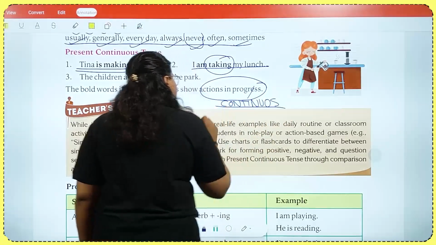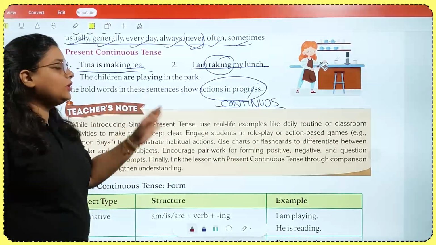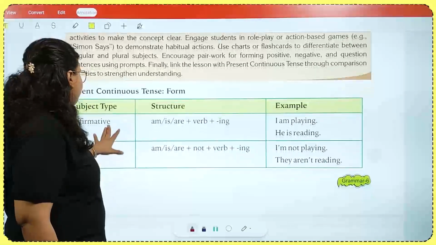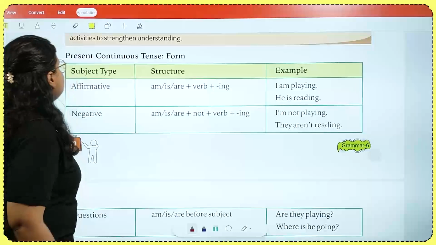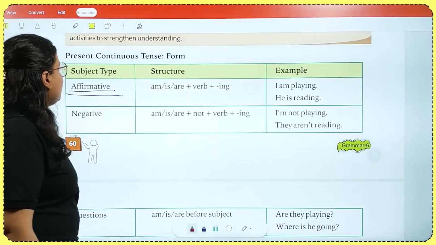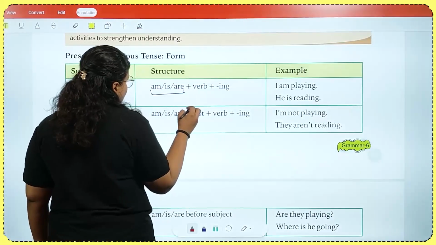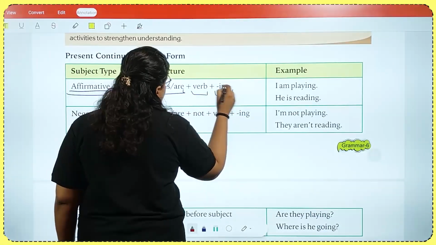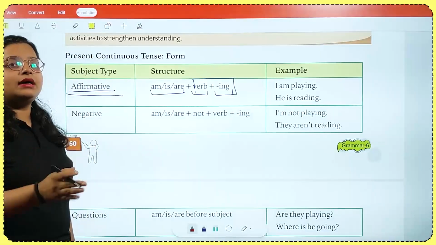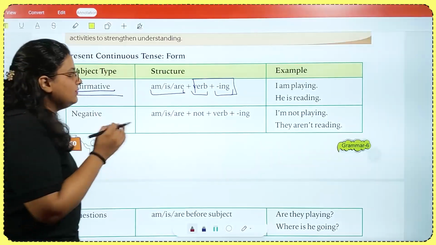If we are saying something is being continued, something is going on, and if it is going on in the present, it becomes present continuous. Now let us see the forms. If there is an affirmative type subject, okay. So what will be the structure? Am, is or are plus verb plus ing. Okay. Continuous tense, whichever continuous it is, present, past, or future, verb plus ing will be there. Okay, you can learn this.